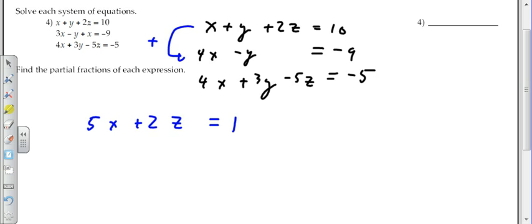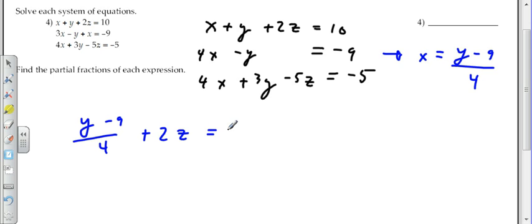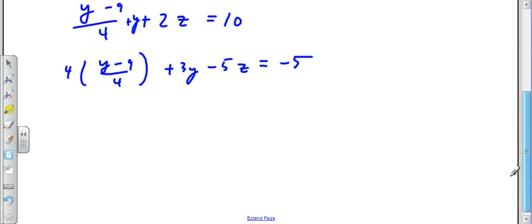Okay, then what I'm going to do is take this one and say x is equal to y minus 9 over 4. Okay, so now I have y minus 9 over 4 plus y plus 2z is 10, and then I can do the same thing here: 4 times y minus 9 over 4 plus 3y minus 5z is equal to minus 5. All right, so that's good.